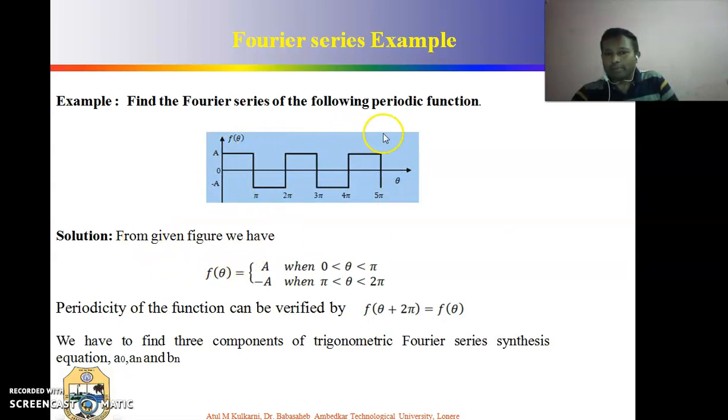And the same periodic function can be written mathematically as, if this signal is named as f(theta), then f(theta) is equal to a for 0 to pi duration. For 0 to pi the value is a, whereas for pi to 2 pi the value is minus a, and this is one cycle, and again the next cycle repeats. The period of this cycle is 2 pi. That is what is mentioned here: f(theta plus 2 pi) is equal to f(theta).